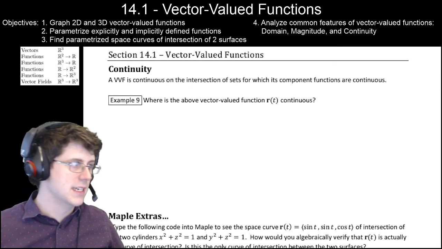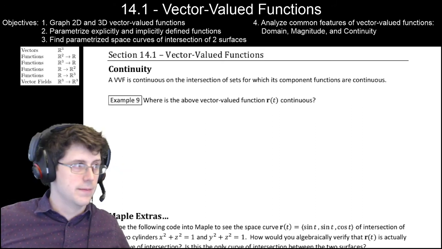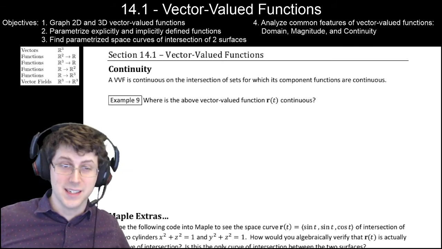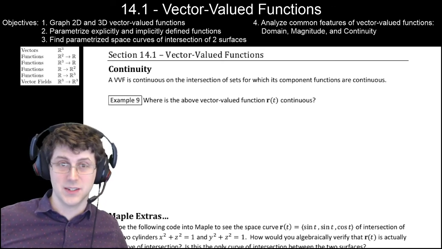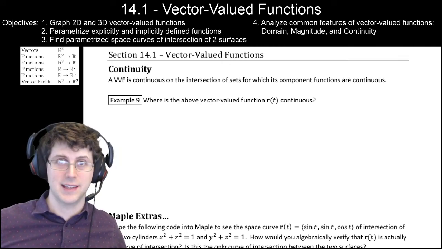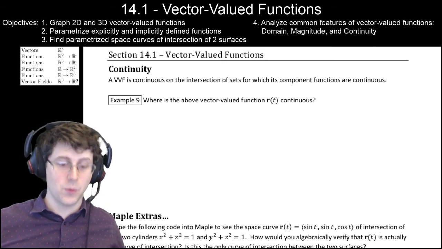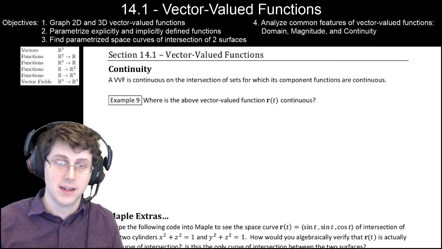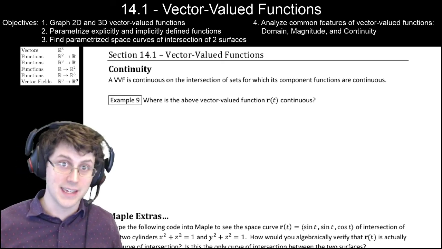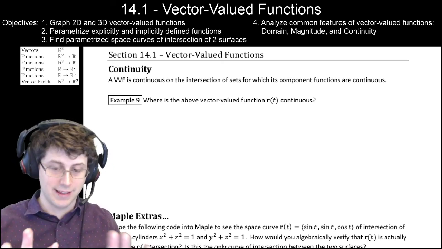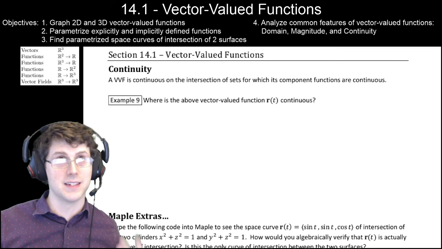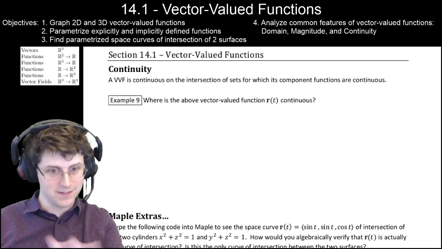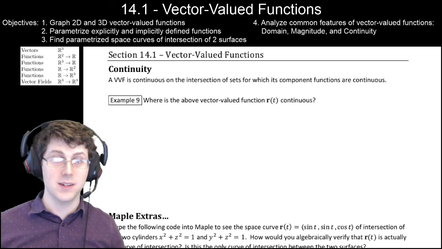The last thing we're interested in is continuity. A vector-valued function is continuous on the intersection of sets for which its component functions are continuous. What? Okay, well this is the same definition as the domain definition. If you want to know where a vector-valued function is continuous, or where it is defined, you dig into its components, and you take the intersection of all the places that the components have that characteristic. So when we were finding the domain of a function, we just looked at the domains of all three components and intersected them. Here we'll do the same thing.